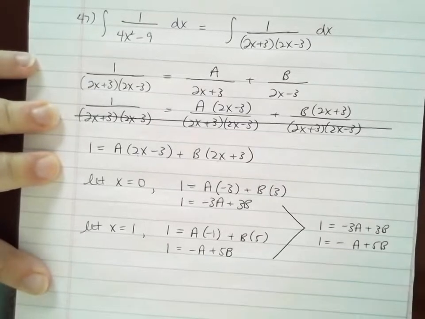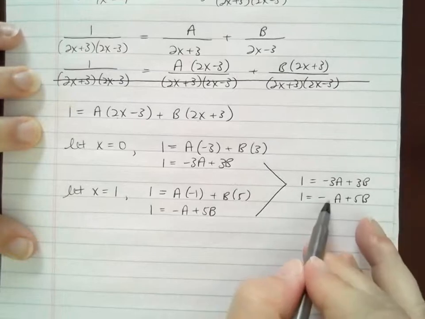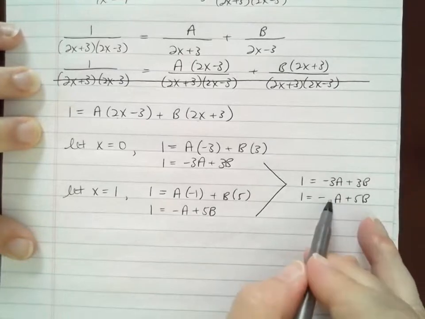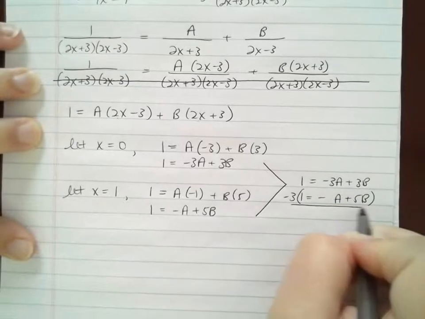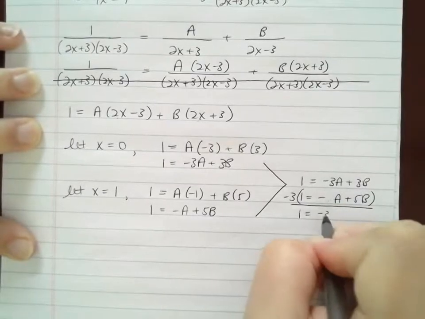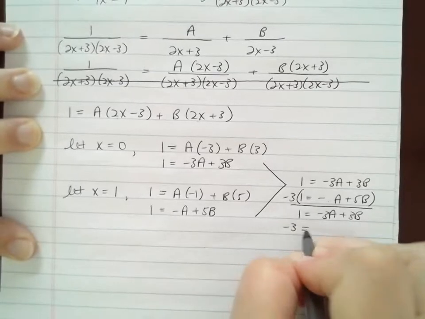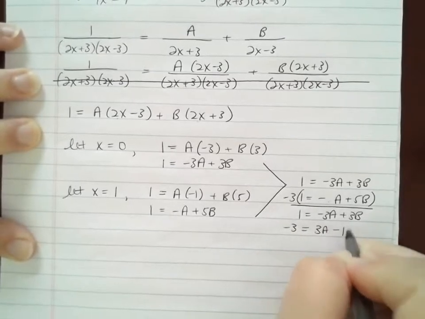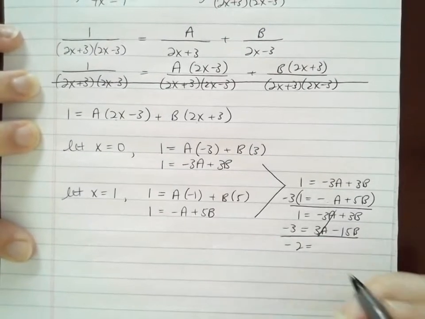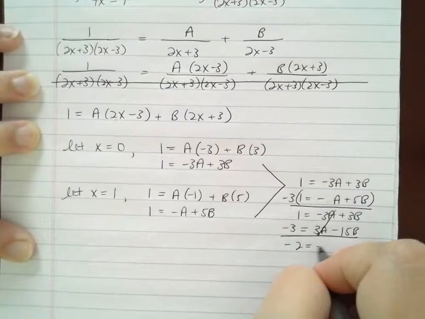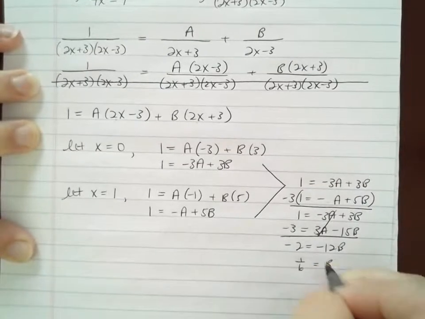And I need something that's going to eliminate nicely. If this right here was a positive 3, then they would eliminate nicely, which means I would have to multiply my entire second equation by a negative 3. Negative 2 equals negative 12b, so b is equal to 1/6.